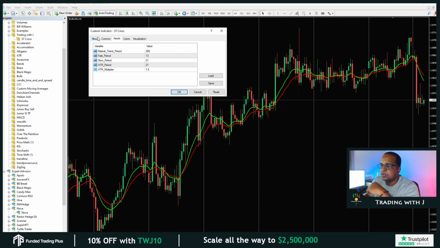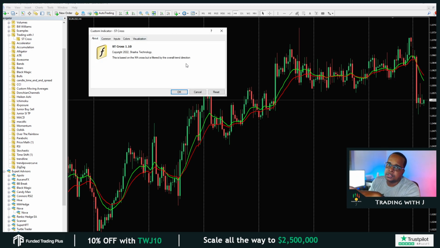So if we just load it onto the screen, what you can do first of all is, for any indicator or EAs that I release, in the about section you could click right here and it would take you to my MQL5 marketplace, where you could see other stuff that I release for free. All the indicators are free. EAs, however, would be paid.